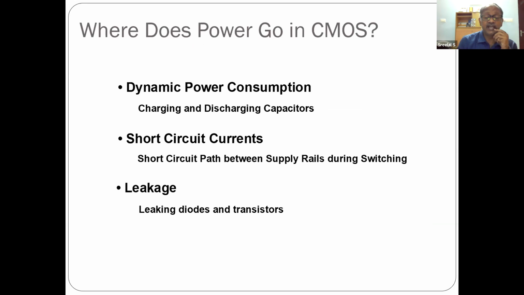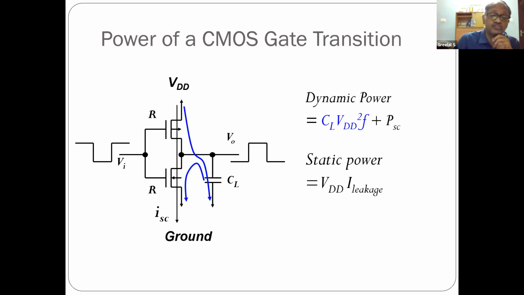So what is the dynamic power consumption? Basically the power consumption in CMOS comes when switching activity takes place. That is called the dynamic power consumption, and it occurs due to charging and discharging of capacitors. It occurs due to short circuit currents, that is a short circuit path between supply rails during switching, and it also occurs due to leakage of diodes and transistors. So these are the three sources of power dissipation in CMOS.